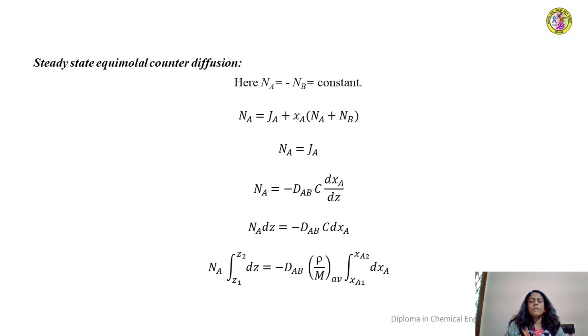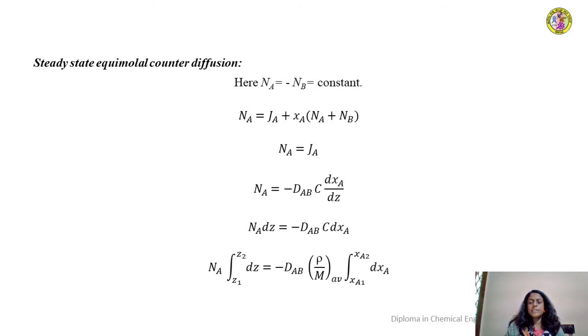So let us now substitute these two NA and NB terms in the basic equation of flux of A. NA is equal to JA plus XA into (NA plus NB). Here NA plus NB gets cancelled because NA is equal to minus NB. So the whole second term on the right hand side becomes 0, and what you are left with is just NA equals JA. So NA on the left hand side will be equal to JA on the right hand side.